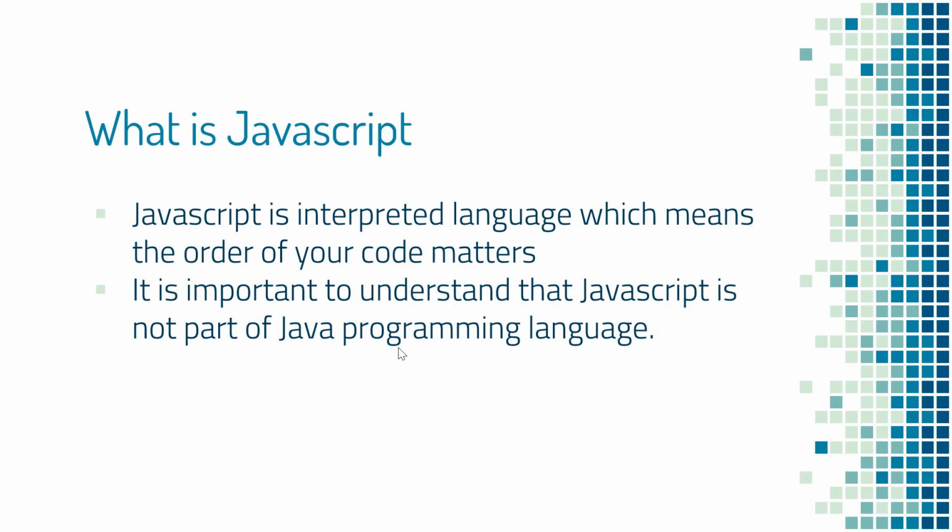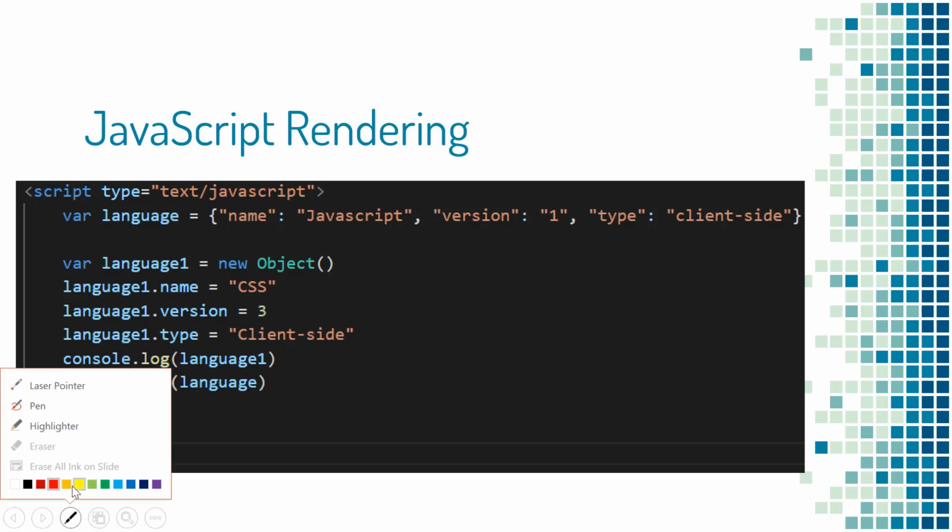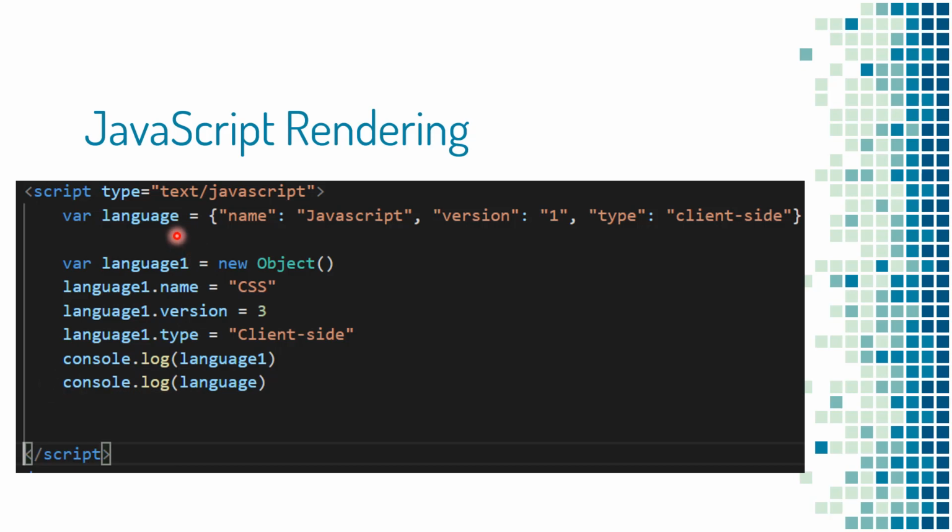So let's try to understand how JavaScript rendering works, and why I mentioned that it's really important to write your code in order, that the order matters. The way it's working, let me try to use the pointer here.